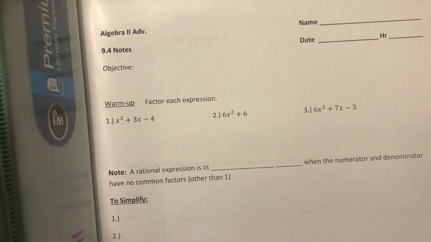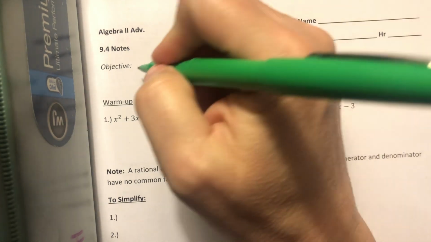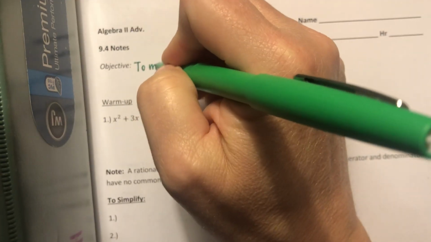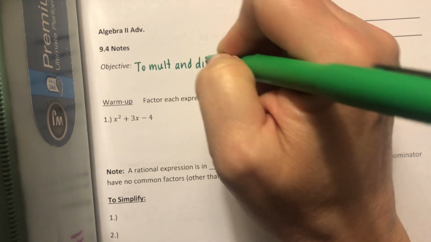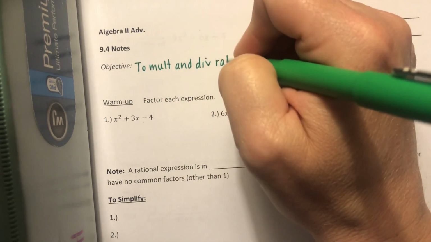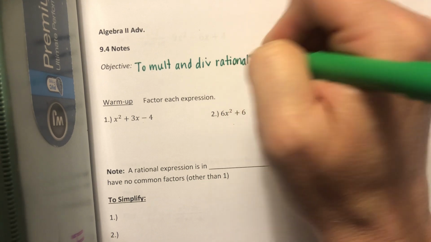Okay, so today we're going to be working in section 9.4, and this section is going to be to multiply and divide rational expressions.